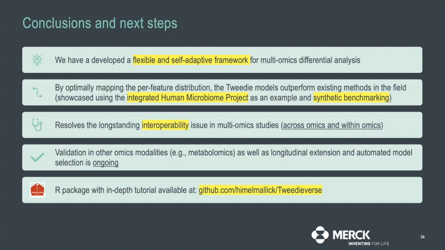As I said, this is a multi-omics tool, so validation in other omics modalities is currently ongoing, and some longitudinal extension as well as automated model selection, as I mentioned a little bit in one of the slides, is also ongoing. Our package has an in-depth tutorial available, and the tutorial is being upgraded all the time. All the links will be shared with the attendees either in the description or in the comment section.